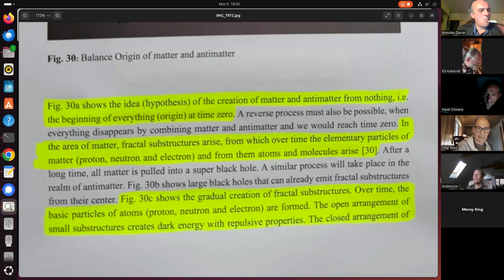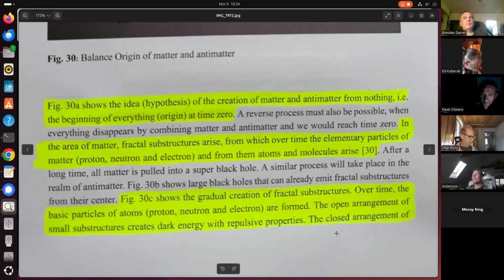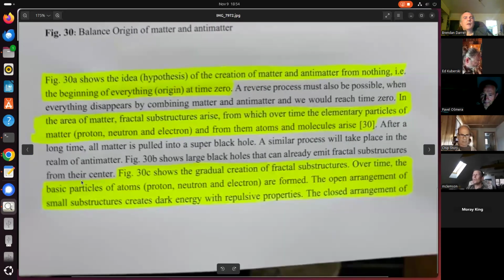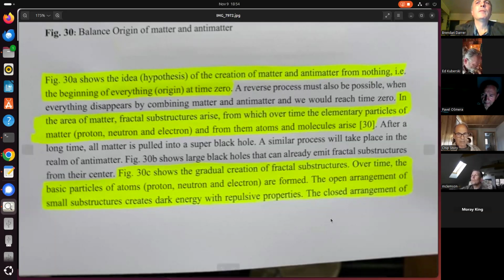After a long time, all matter is pulled into a super black hole. I wouldn't say a black hole, I'd call it a singularity, and I'll explain that maybe down the road. A similar process will take place in the realm of antimatter. Figure 30B shows the large black hole that can already emit fractal substructures from its center. Figure 30C shows the gradual creation of fractal substructures. Over time, the basic particles of atoms, protons, neutrons, and electrons are formed.